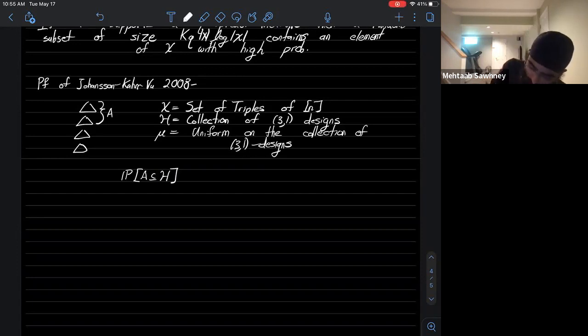But if they are vertex disjoint, well, then you can just count the number of triangle factors that extend A and divide by the total number of triangle factors. So this is just elementary counting. Let me just write out what it is exactly.